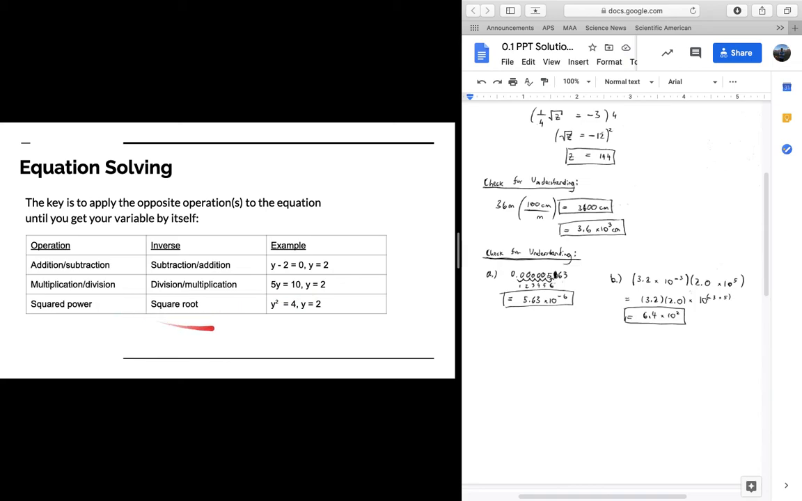And lastly, the last thing I'd like to check for is squared powers. All right, if I have a square power, like let's say y squared, we're going to take the square root, which is the inverse of the square operation. So if I have y squared equals 4, I'm going to take the square root of both sides, which is going to give me y equals 2.